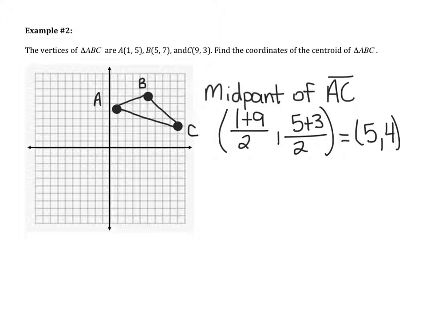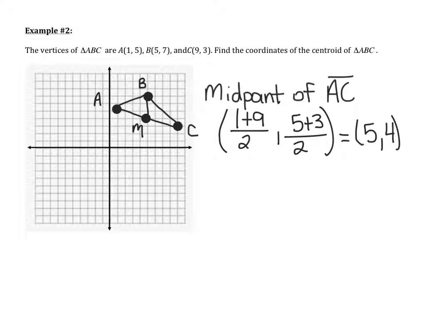So let's plot that on our graph. We'll call it point M. So going over to the right 5 and up 4, I found the midpoint of segment AC. Notice that from vertex B straight down, we would have a vertical line. So again, our estimation was right. We do have a vertical line from vertex B to the midpoint of AC. So the centroid would lie 2/3 of the way down that line. That line is 1, 2, 3 units long.